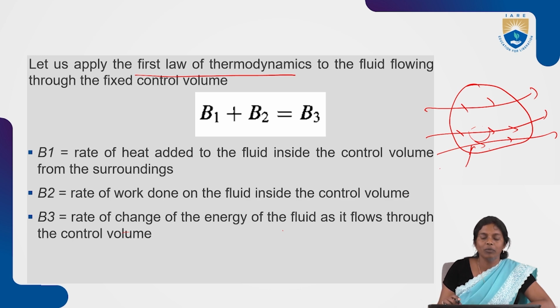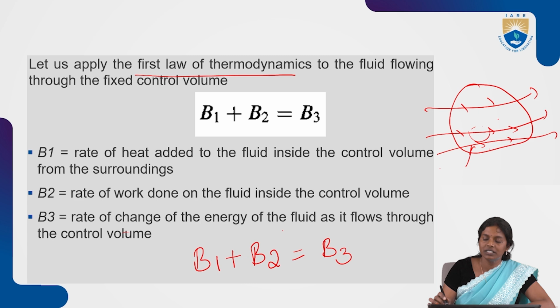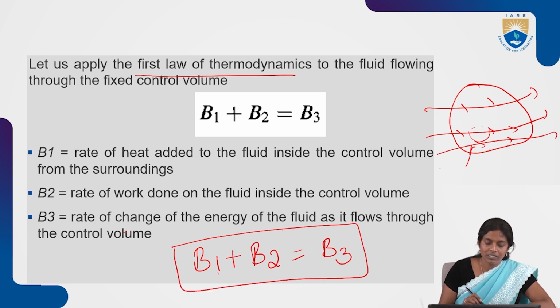So we are going to discuss how these terms arise. First, the rate of heat added to the fluid inside the control volume from the surroundings, and second, the rate of work done on the fluid inside the control volume. These two are equal to the rate of change of energy of the fluid as it flows through the control volume. So these three terms, the rate of heat added to the fluid, the rate of work done on the fluid, and the rate of change of energy of the fluid as it flows through the control volume, we are going to see.